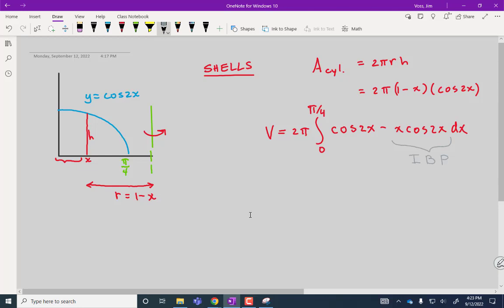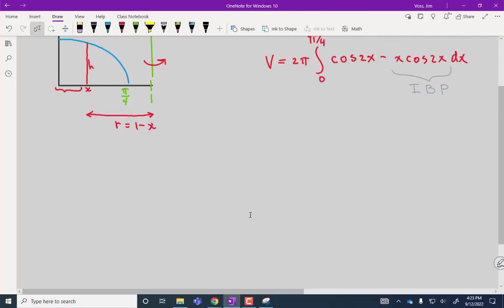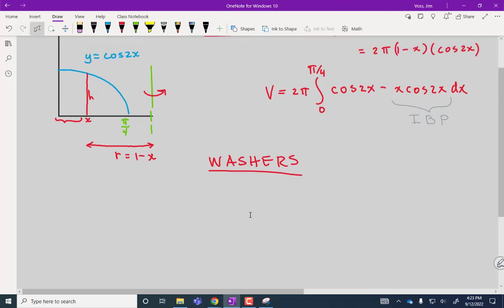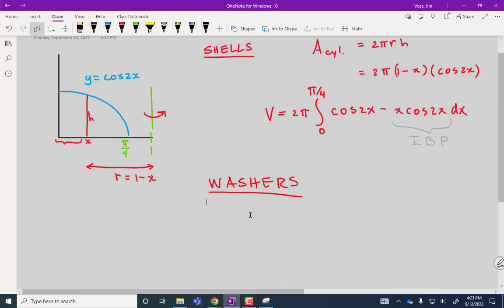Now, set it up with washers. So same problem, except let's do the setup with washers. And the area of a washer is pi times outer radius squared minus inner radius squared. Big disk minus small disk.